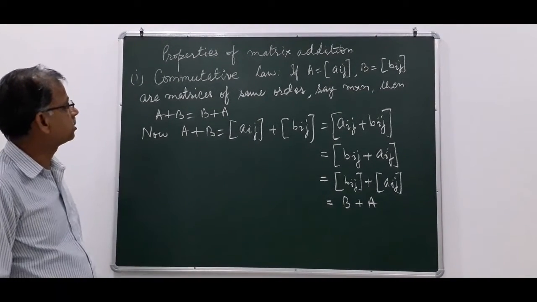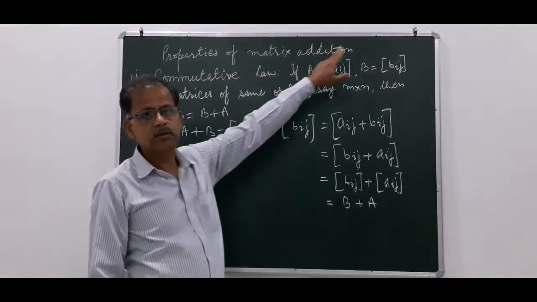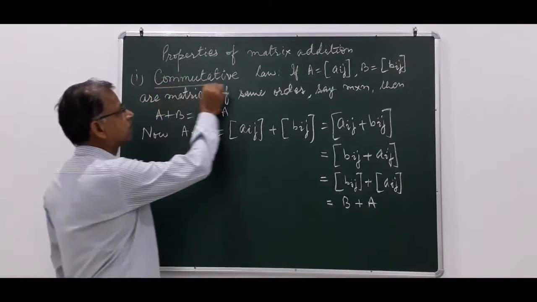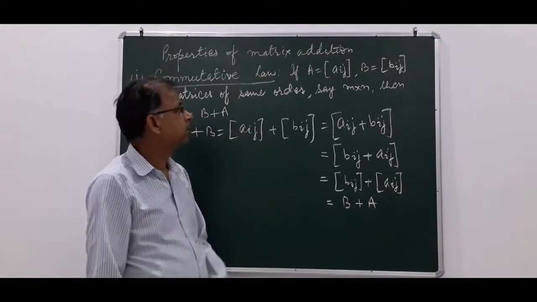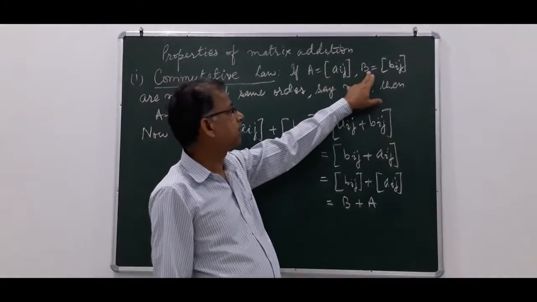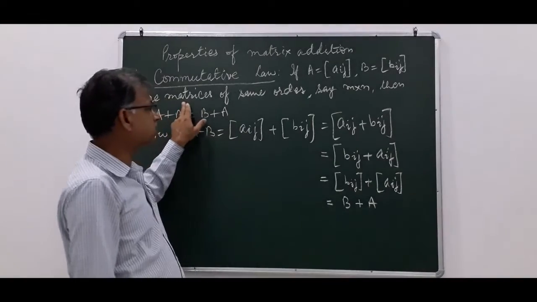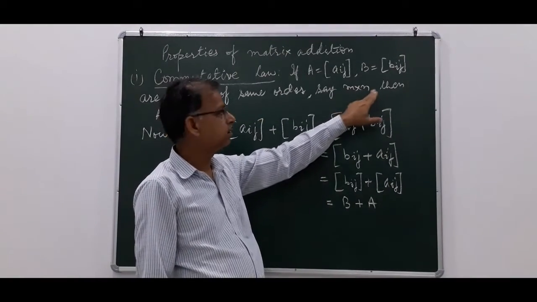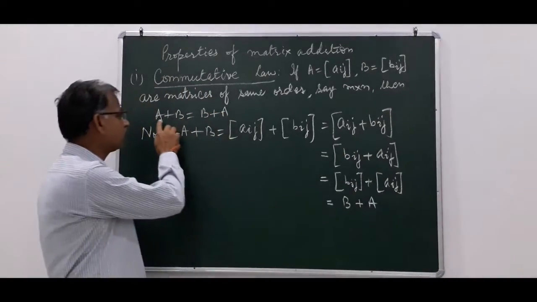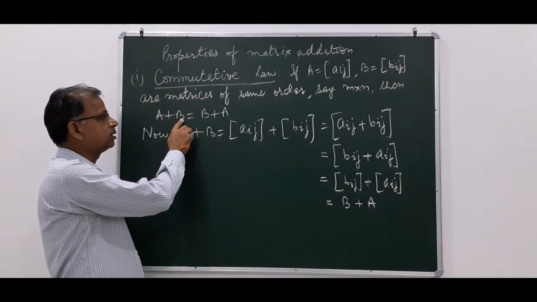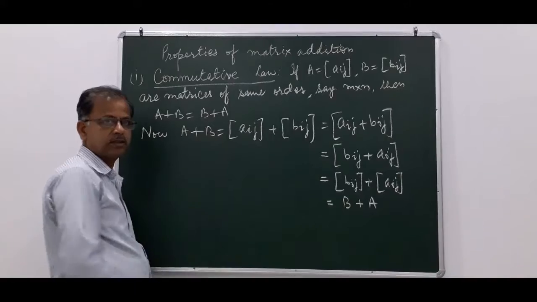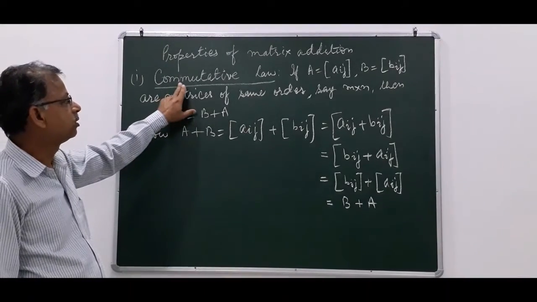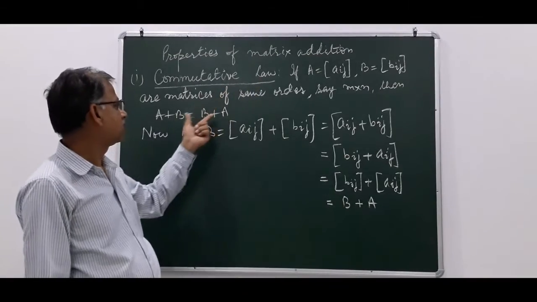Now we discuss properties of matrix addition. First property is commutative law. If A and B are two matrices of same order, say m by n, then sum of A and B is equal to B plus A. This property is known as commutative property for addition.